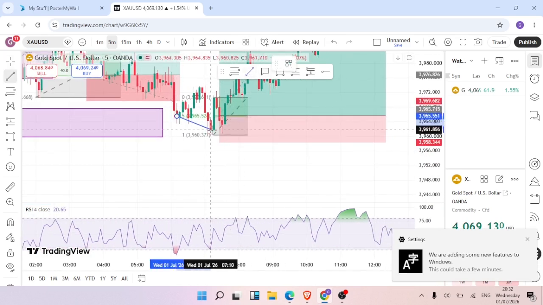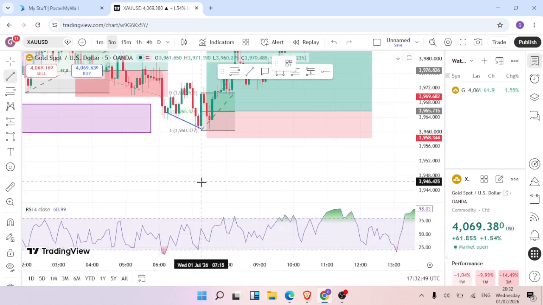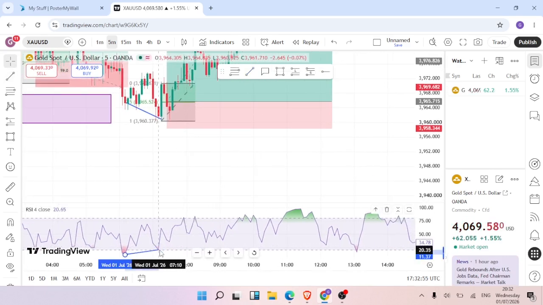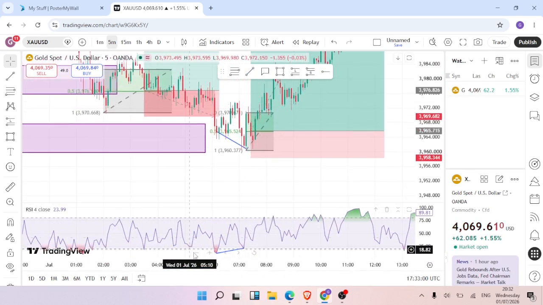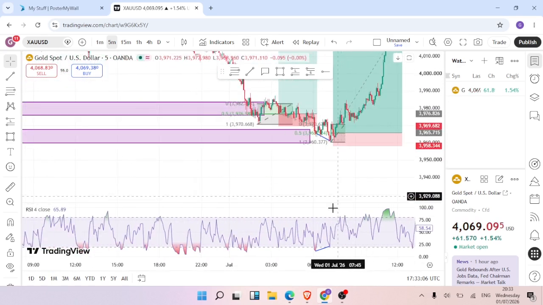So our price was forming lower highs, lower lows, and the RSI was plotting lower highs like that. So is it higher lows or lower highs? Higher lows, lower highs, and then this is another confluence that price is likely to go up. So from there, price moves up like that.